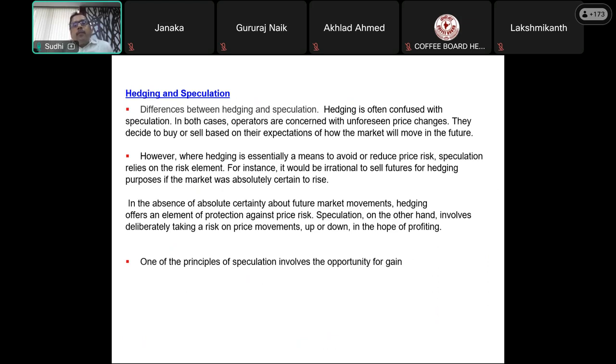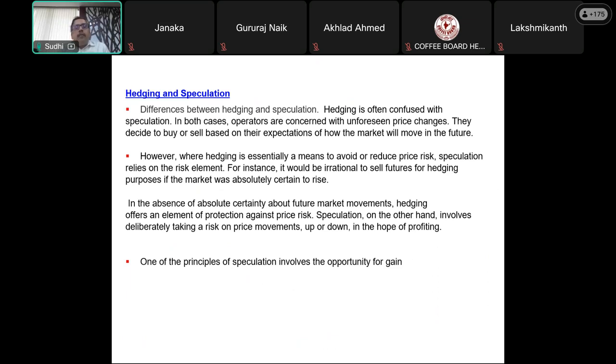In the absence of absolute certainty about the future market development, hedging offers an element of protection against the price risk. Speculation, on the other hand, involves deliberately taking a risk on price movement up or down in the hope of profiting. One of the principles of speculation involves the opportunity for a gain. So, to put it in perspective, hedging reduces the amount of risk for the exporter, so that anything which is happening in the market movement is hedged.